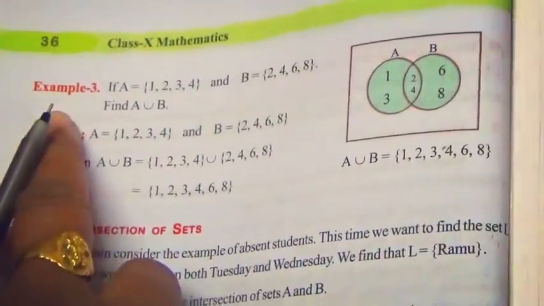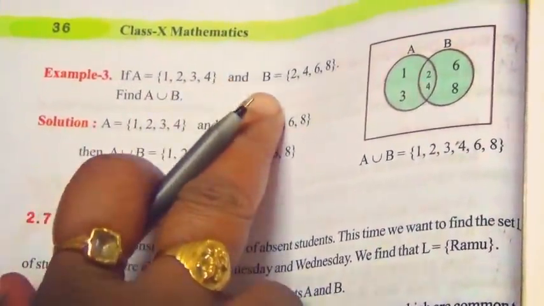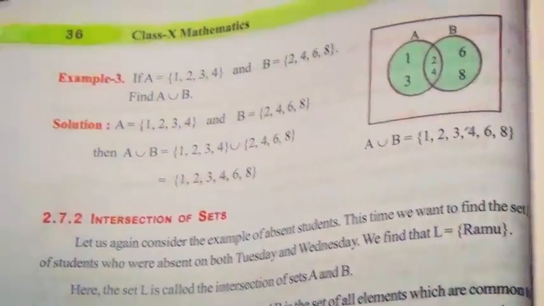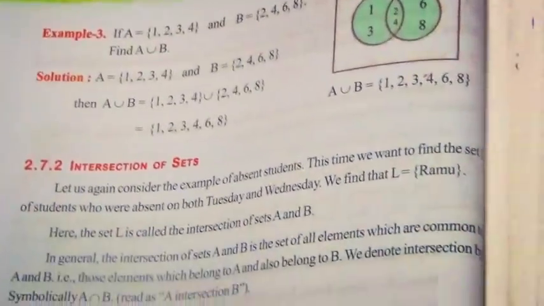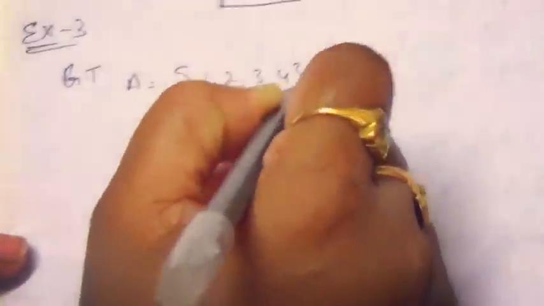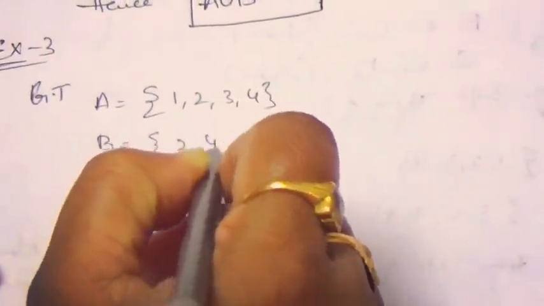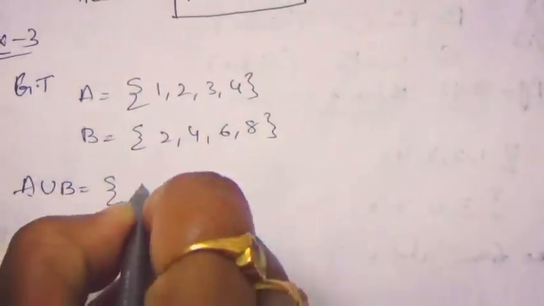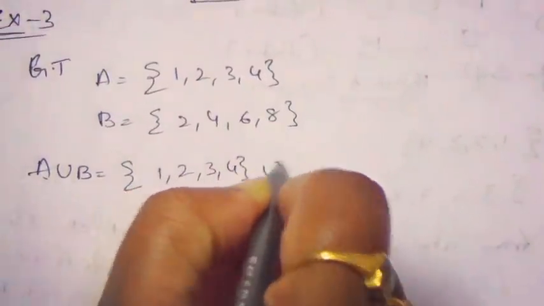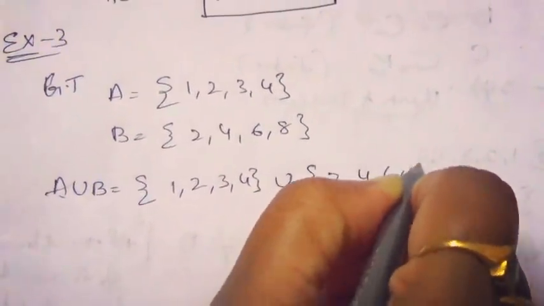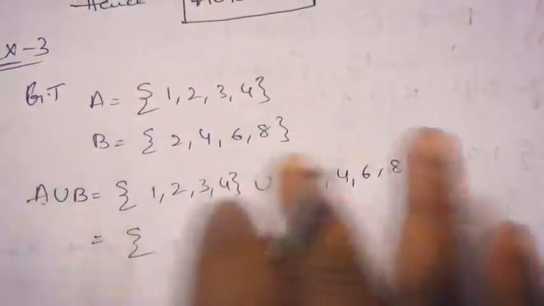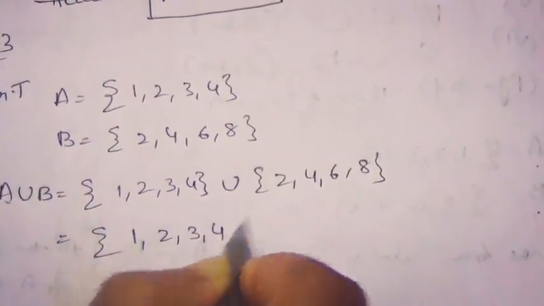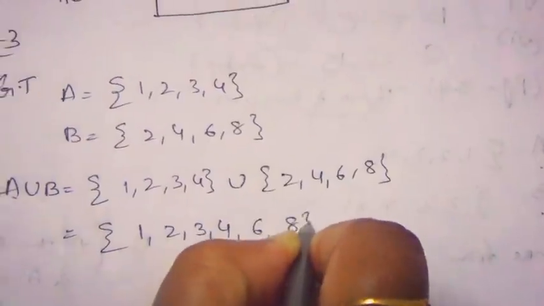Look after here, example 3. If A is equal to {1, 2, 3, 4}, B is equal to {2, 4, 6, 8}, find A union B. Very easy, right? Given that A is equal to {1, 2, 3, 4}, B is equal to {2, 4, 6, 8}, A union B is equal to {1, 2, 3, 4} union {2, 4, 6, 8}. So all the elements you have to write in this union, right? So {1, 2, 3, 4, 6, 8}.